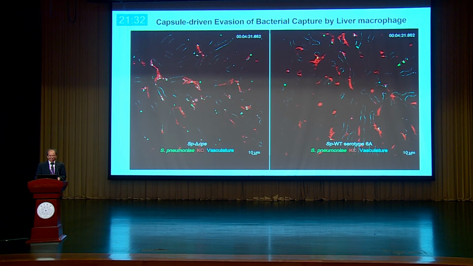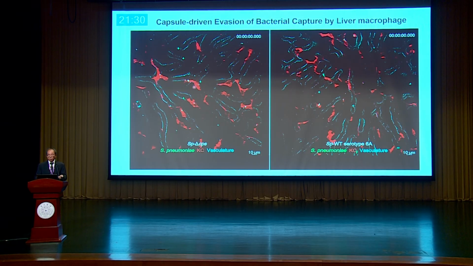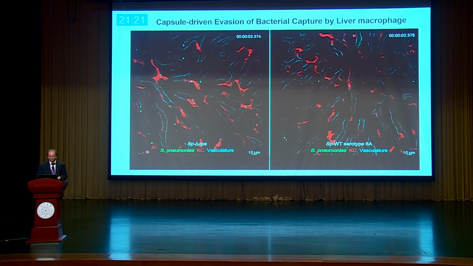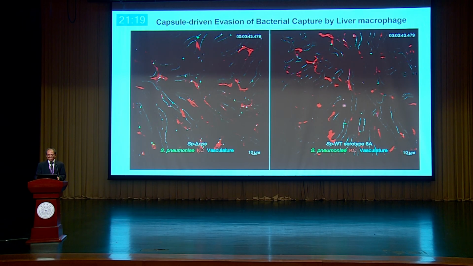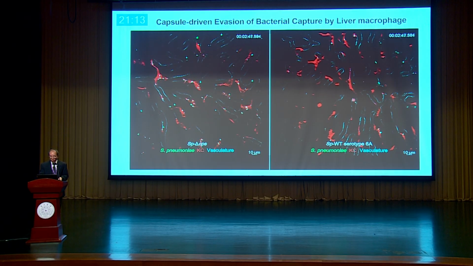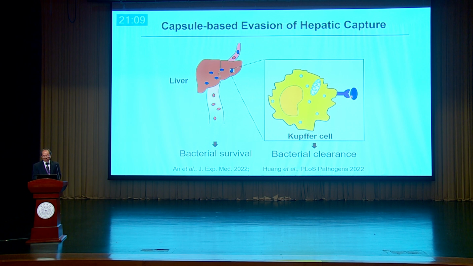You see that without capsule, the bacteria will stick to the macrophage very quickly. However, with, let's see, one more time. With the capsule, the bacteria will go through the liver like a superhighway, right? So the liver is really the major organ for immune evasion of the capsule.